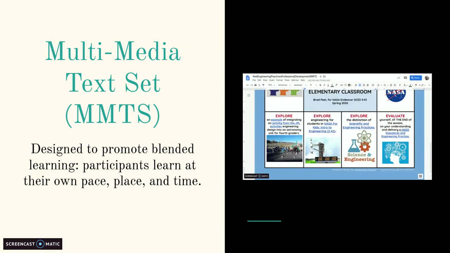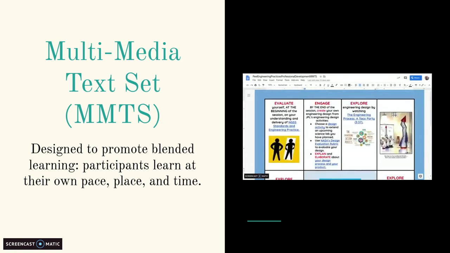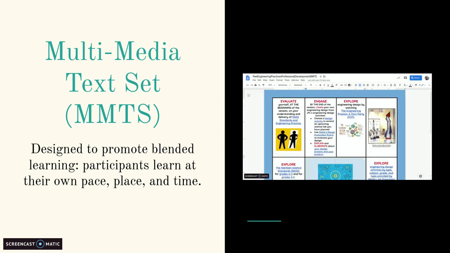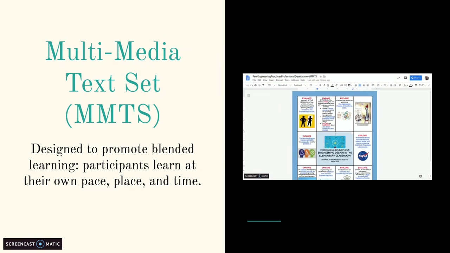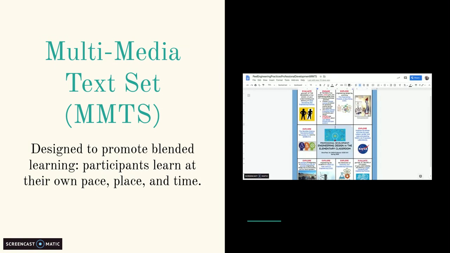according to the objectives. Do they know the differences between engineering and science practices? How comfortable are they using the NGSS engineering design practice format, and how are they using engineering practices in their own classroom?